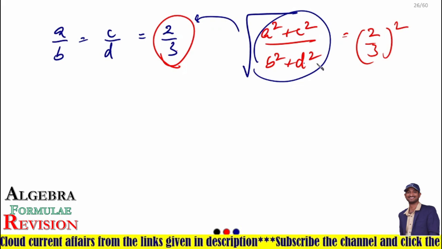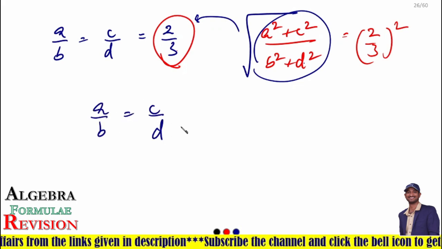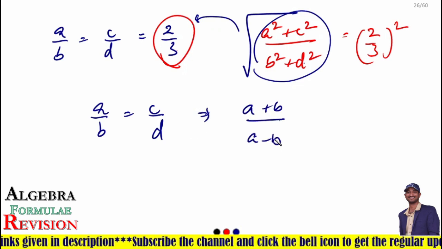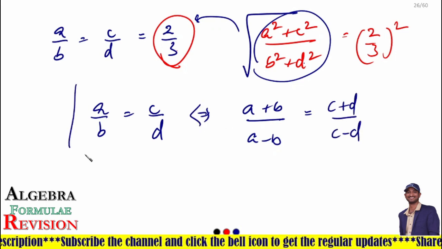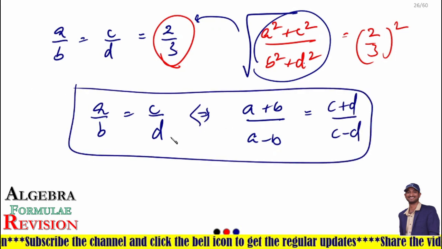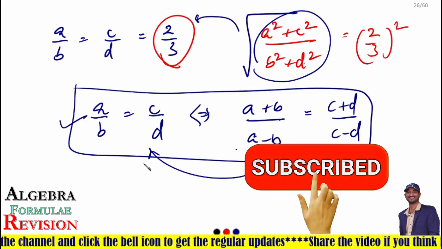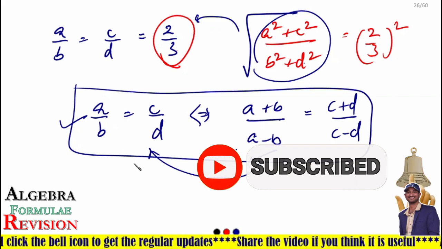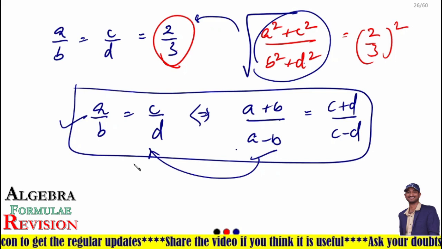And there are other formulas like componendo and dividendo. There is a ratio a/b and c/d. After applying componendo and dividendo, (a + b)/(a - b) is equal to (c + d)/(c - d), if and only if. If it is this, then it is there. If it is this, then it is there. So this is about componendo and dividendo. Is it clear? All the formulas are very, very important.